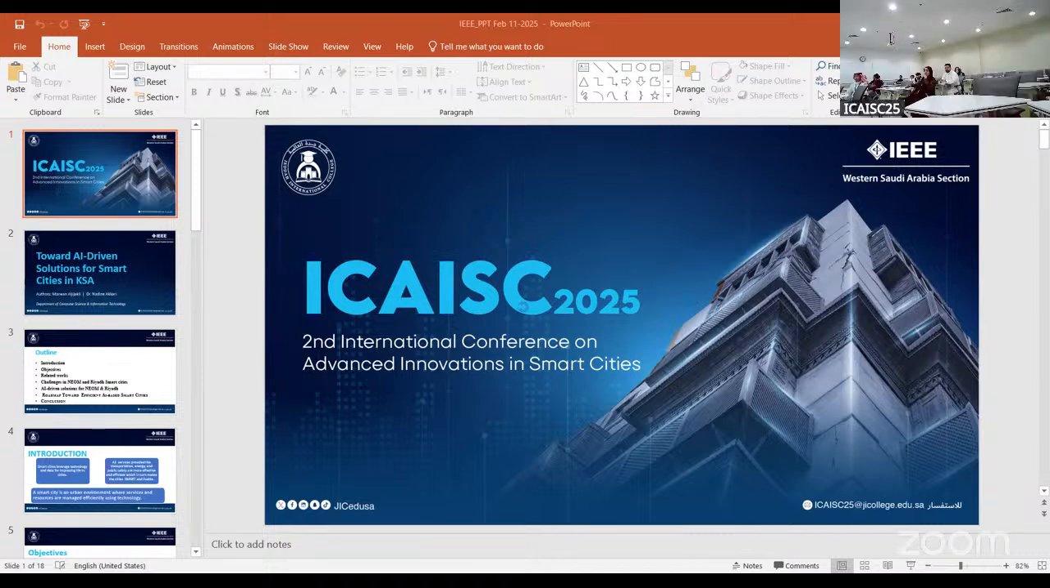If you want more in-depth information, you can read the paper and the other examples. We have AI-driven solutions for Neom and Riyadh. These are the solutions we focused on: sustainability goals, technological innovation, citizen-centric design, smart transportation, and smart healthcare. All these are solutions for smart cities.